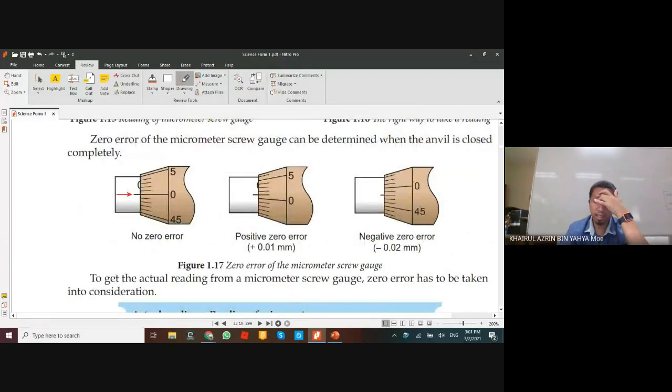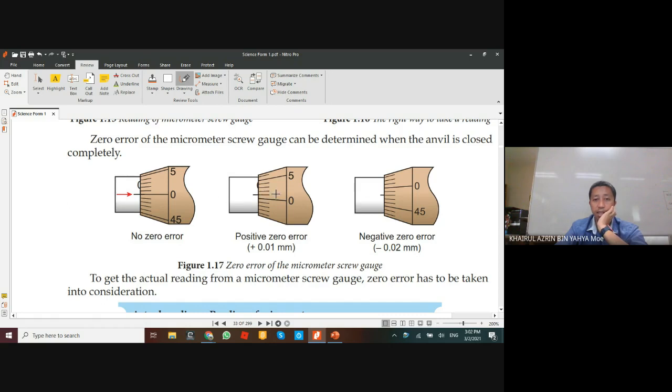Okay, so again, this is the zero error. The zero error: this one, straight line with zero, so this one is no zero error. This one is a positive zero error. This one, positive zero error. And this one is a negative zero error, because this one zero is a straight line, but this one zero is not straight with this.